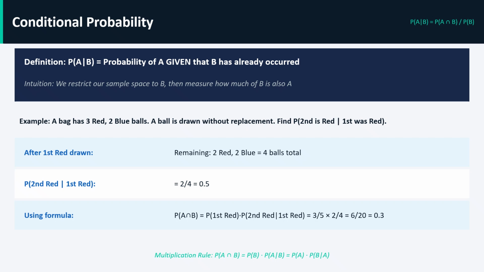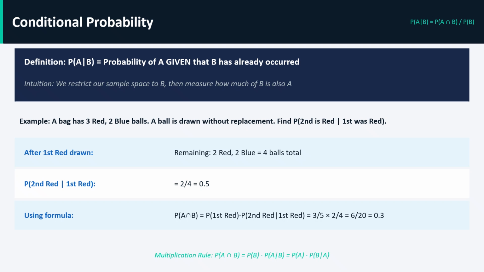After the first red ball was drawn, the remaining are 2 red balls and 2 blue balls, that is 4 balls in total. And the probability of the second being red, given the first is already red, will be 2 by 4, because favorable cases, once the red ball is already drawn, is 2 by total balls 4, that will be 50%.